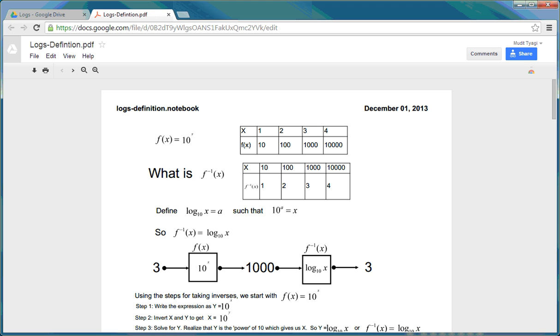Okay, let's stop here, and we'll continue with the definition in the next lesson.